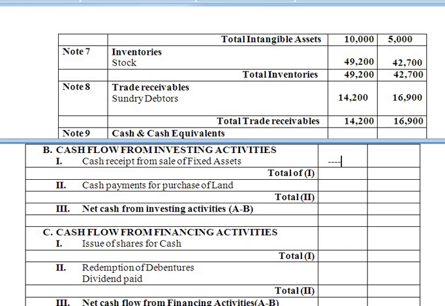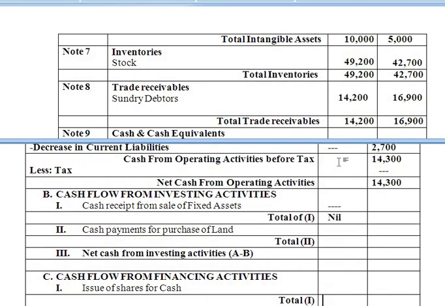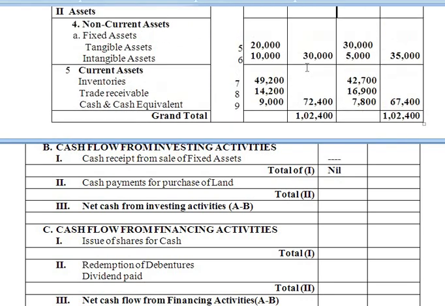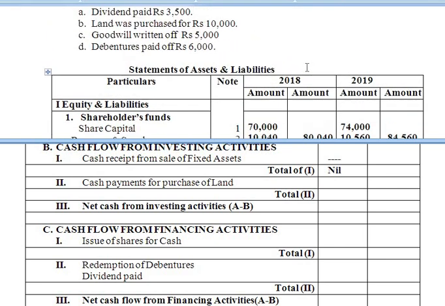Next one, so the total will be 0, nil. Now next one is cash payment for the purchase of land. Here in the note also we can understand easily, and in additional information they have given about the purchase of land. See this adjustment, land was purchased for rupees 10,000. So this is nothing but payment made by the firm for the purchase of fixed asset, 10,000.